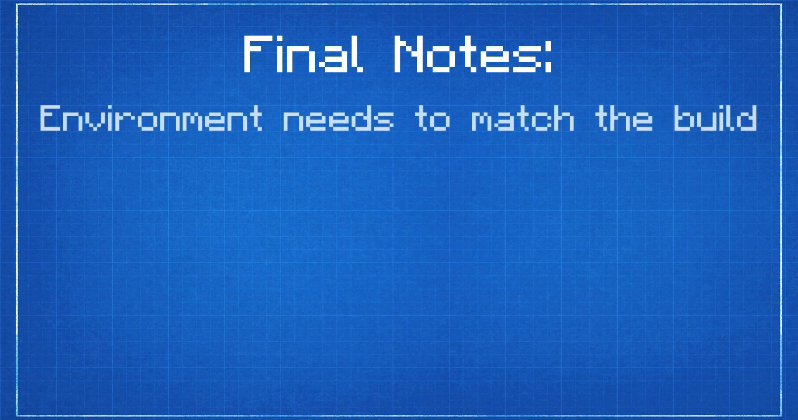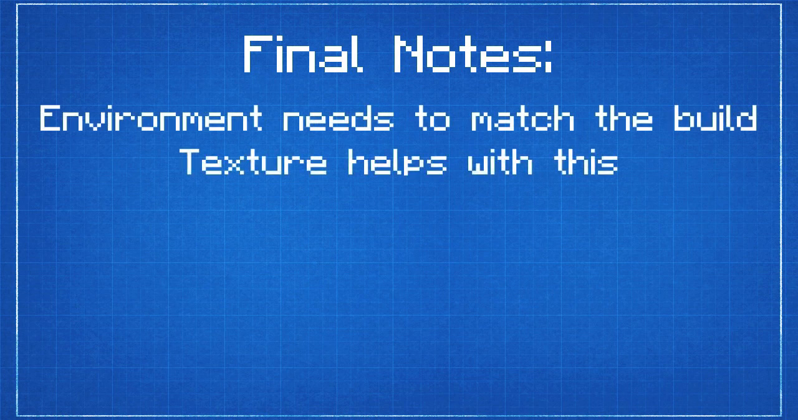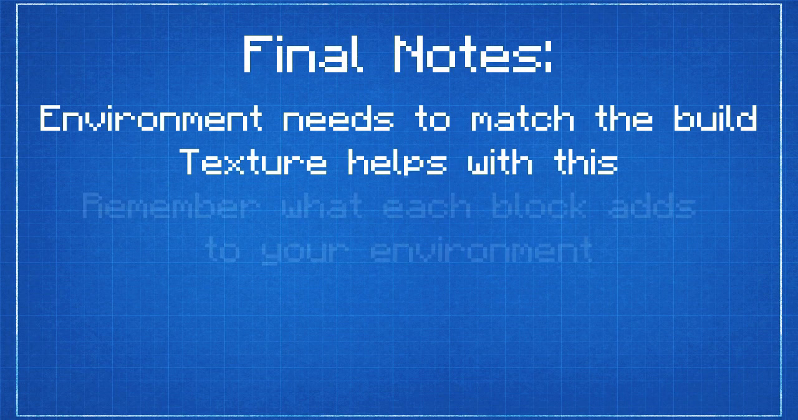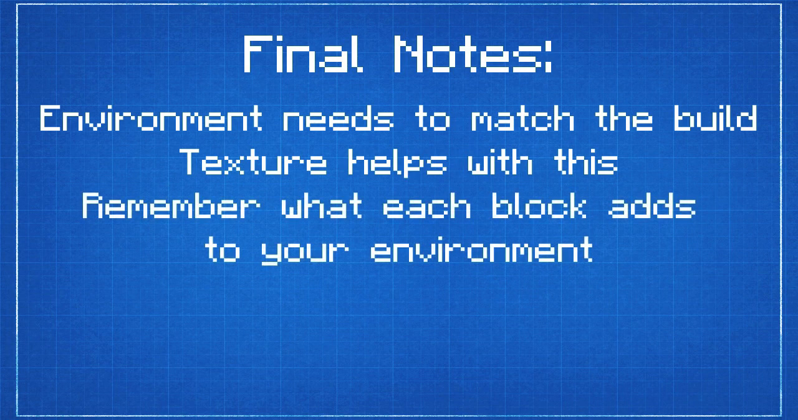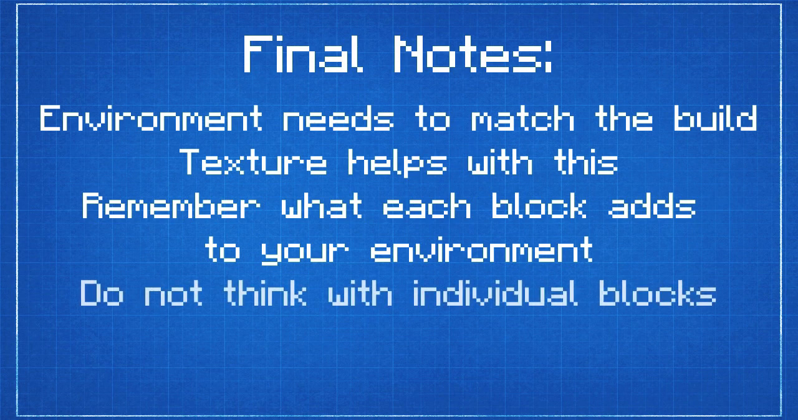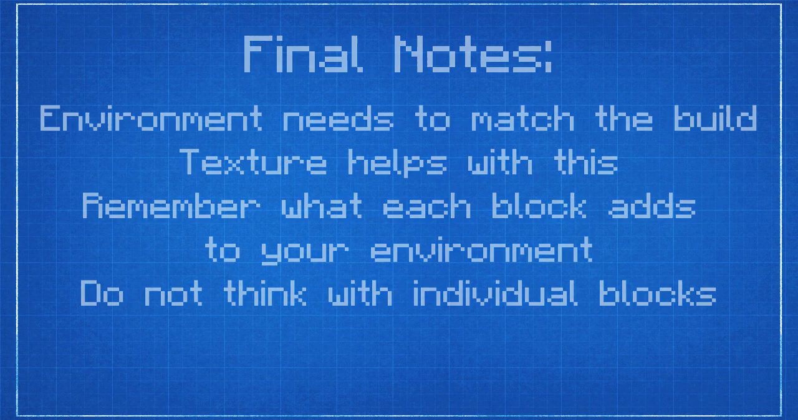What is most important to take away from this video is that the environment and build that you create in it need to fit for one another, or else your build will never be as good as it could be. A major element in connecting these two is texture, as demonstrated in both Salem and the swamp area. Also important to remember is what you're trying to create by using different blocks. Especially when it comes to terrain, you can't think of the blocks as individual entities, but instead think of what each type of block will add to the environment.